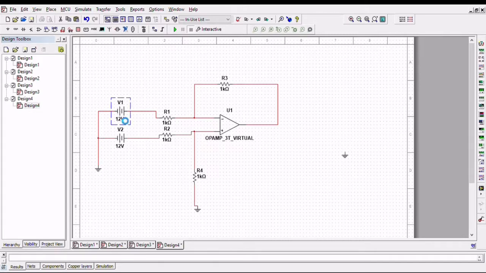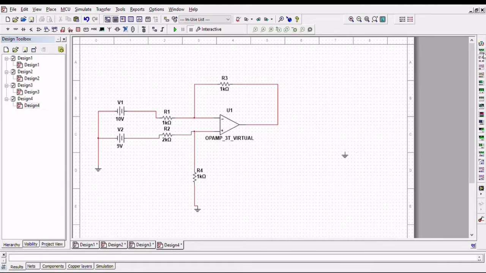This voltage is equal to 10 volt. This one is 9 volt. This resistor is equal to 1K. This resistor is 2K. This resistor is 1K, so no problem. This resistor is also 1K.